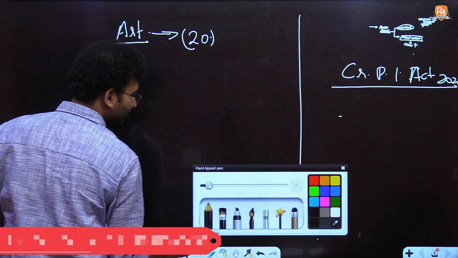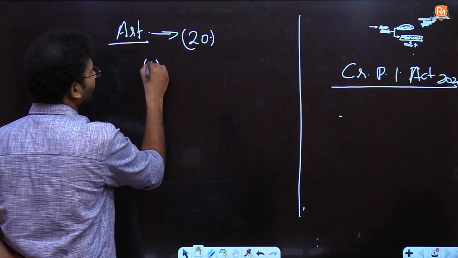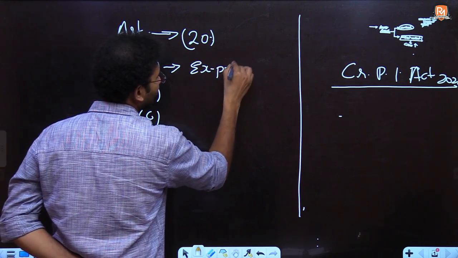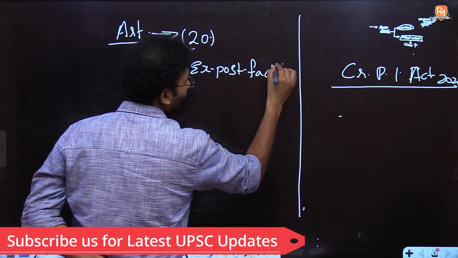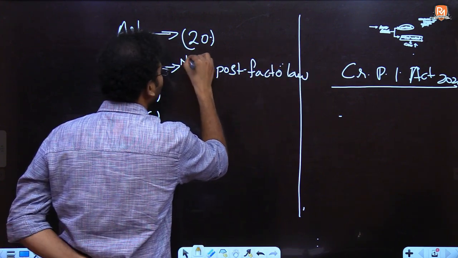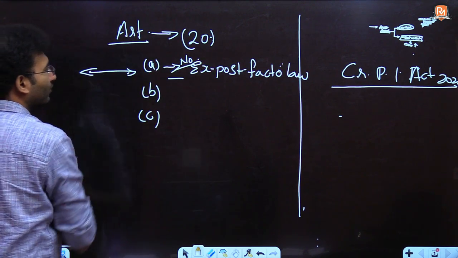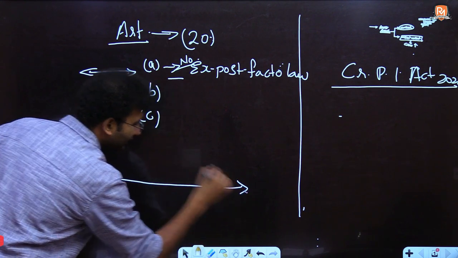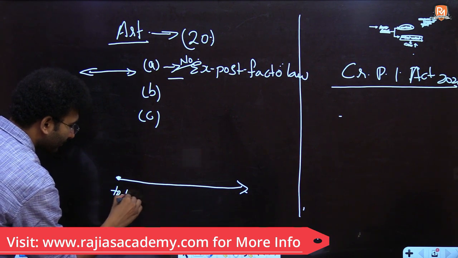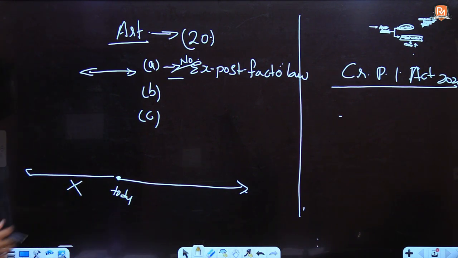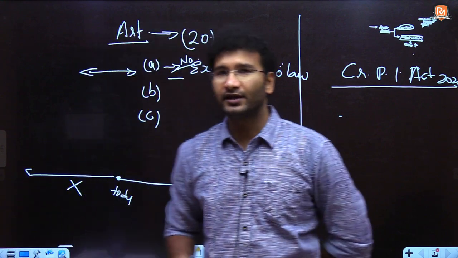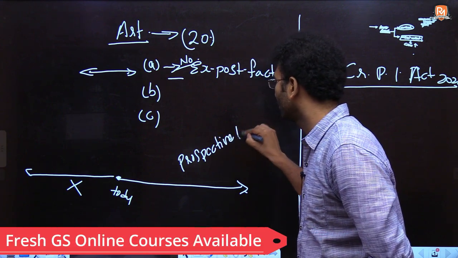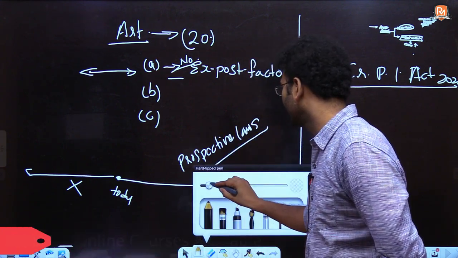Now, Article 20 of the Constitution of India has three parts, A, B and C. A says that there shall be no ex post facto law. See, suppose today there is an act that has been enacted. Now, the act will be applicable from today. Right, it will not be applicable before. Okay. Now, these kinds of laws are called prospective laws.